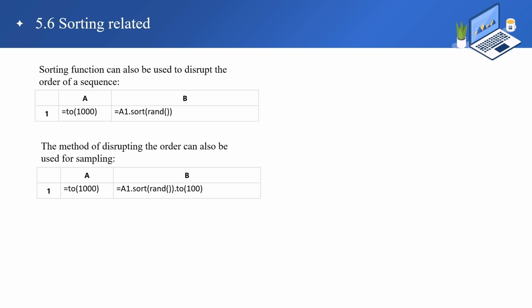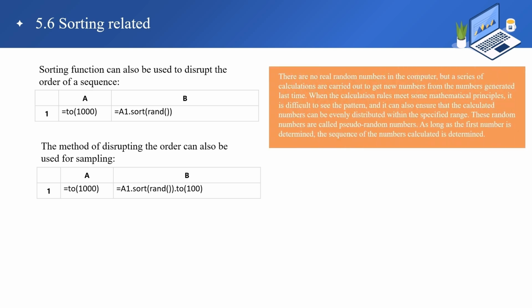In fact, there are no real random numbers in the computer, but a series of calculations are carried out to get new numbers from the numbers generated last time. When the calculation rules meet some mathematical principles, it is difficult to see the pattern, and it can also ensure that the calculated numbers can be evenly distributed within the specified range. These random numbers are called pseudo-random numbers.